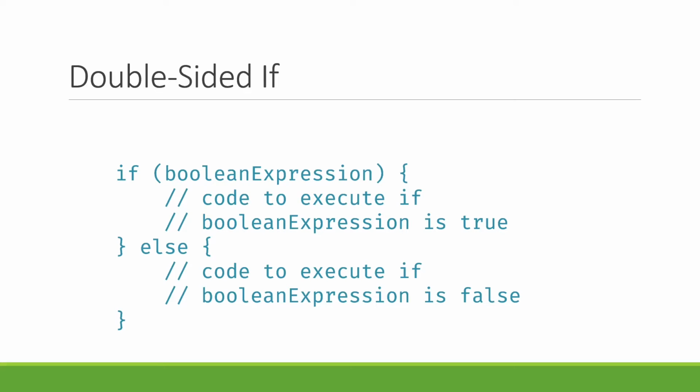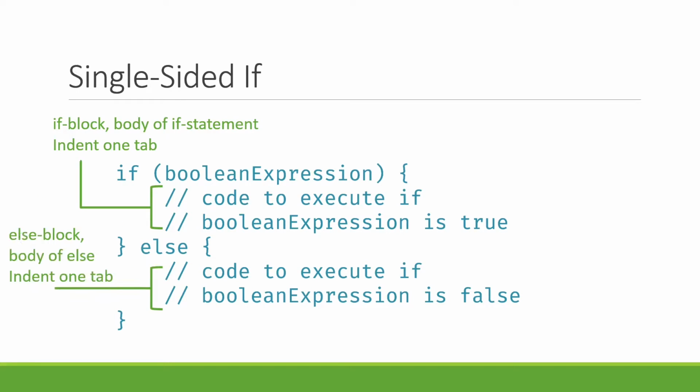Here's the general form of the double-sided if. You'll see that we have if and then a Boolean expression in parentheses, and then a code block to execute if the condition is true, and then an else with another code block, and that code block we execute if the expression is false. Note that both the if and else are in lowercase, and they are Java keywords. Also note that there are now two blocks of code, the if block and the else block.